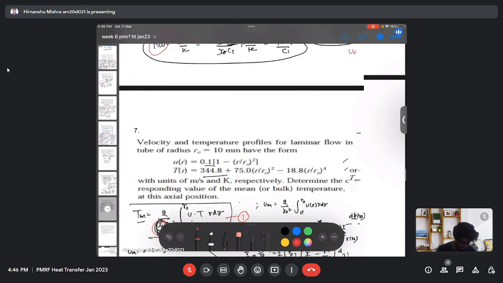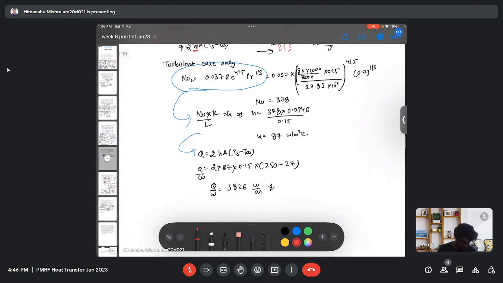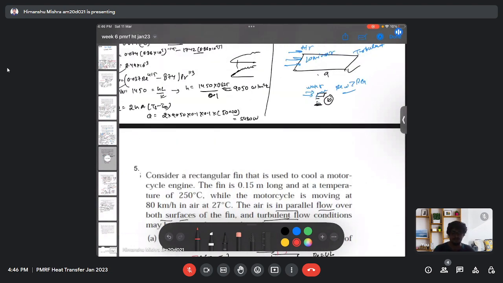Okay, so let's stop here. Next week we will be solving some problems related to internal heat convection. We will be solving problems related to two concepts: the constant temperature case, where there is a constant temperature over the surface of a pipe, and the constant heat flux case, where there is a constant heat flux over the surface of the pipe. For these two different conditions, we will be solving questions.